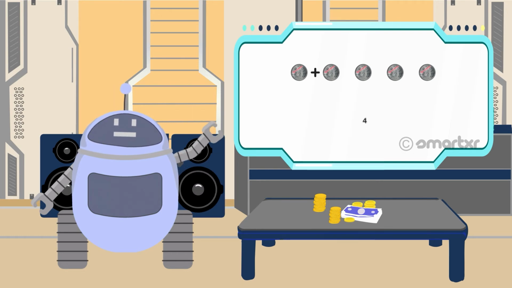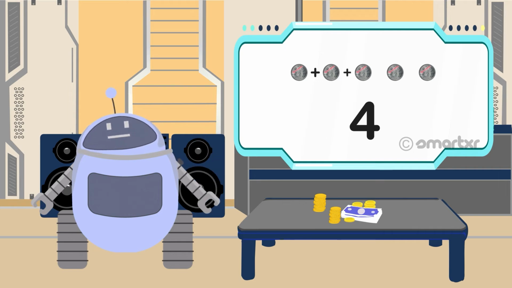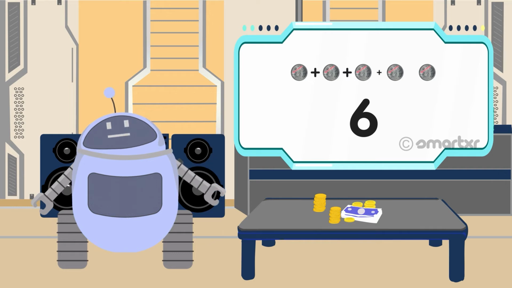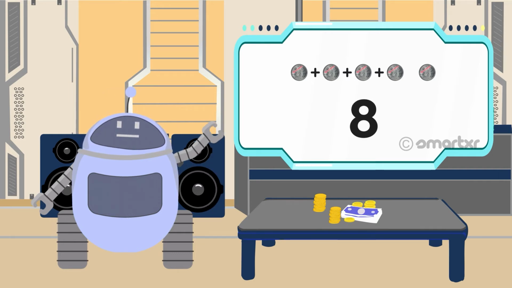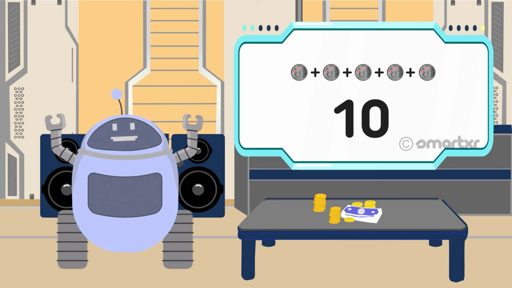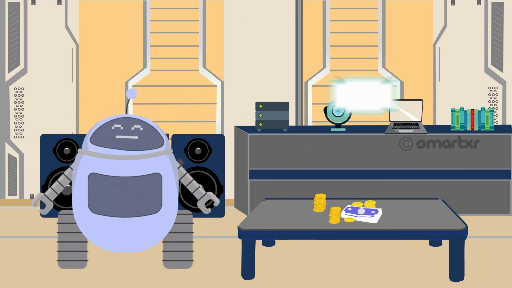2 plus 2 is 4. When we add another 2 to 4, we get 6. 6 plus 2 more is 8. And when we add 2 to that, we get the total value of 10. Ha! This is so easy! Can you count and tell me the total number of the 4 coins of 5 rupees?